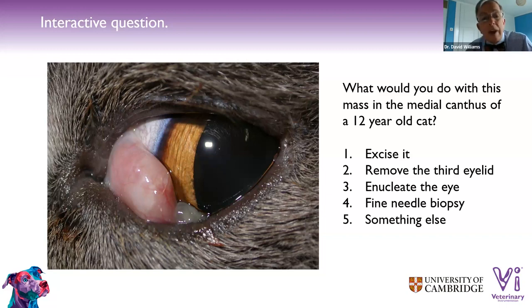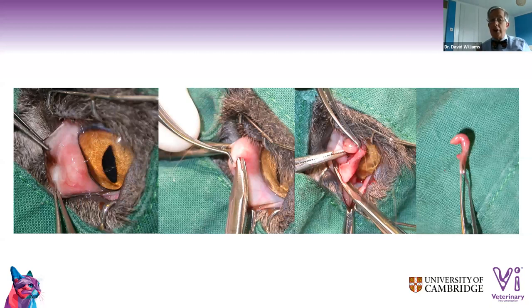So back to this one. Well, interestingly, you could do that. It's a bit of a naughty question, really, because something else is the answer. When you pull back the third eyelid, you can see a band there, and what this actually was, was a scrolled cartilage of the eye in this cat.